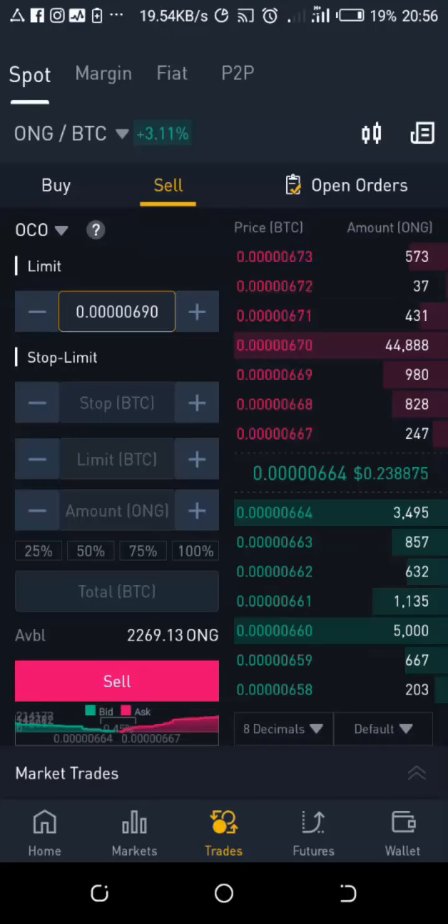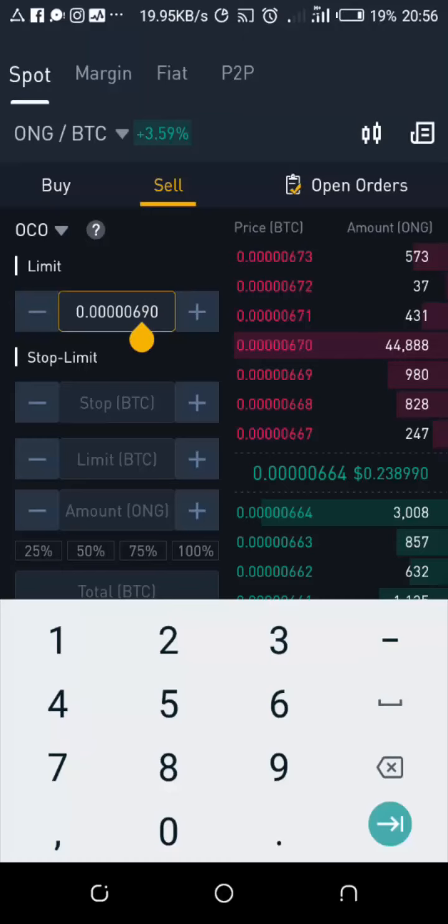But if our target has not been reached for quite some time now, we are going to stop the trade, set up the take profit, and also a stop loss. So the first price here is the price of your take profit. If we like, we can still put it at 1000 Satoshi, but let us leave it at 690 Satoshi so that it can sell off if it gets to this, instead of waiting to reach 1000 Satoshi.